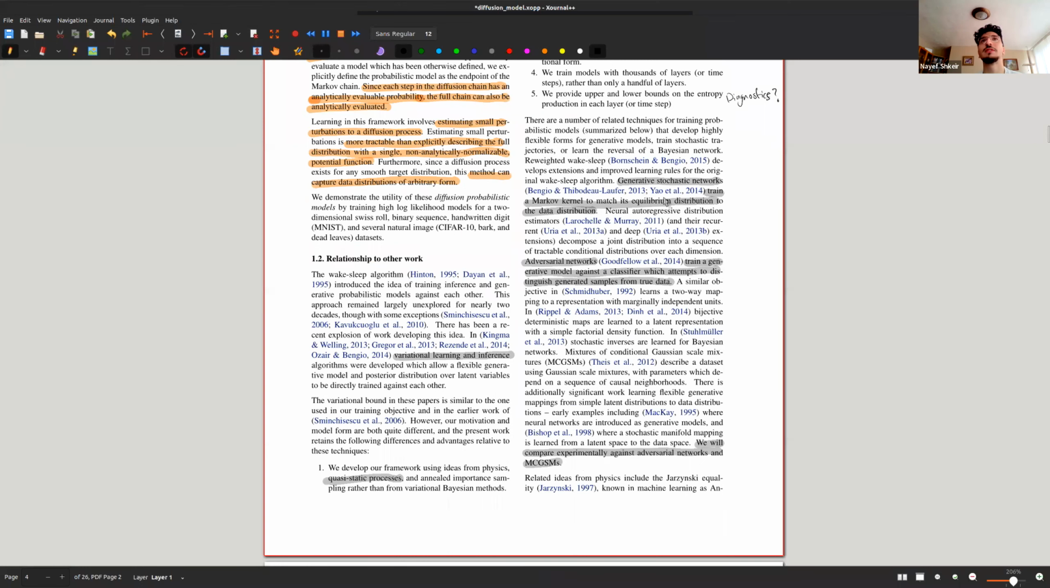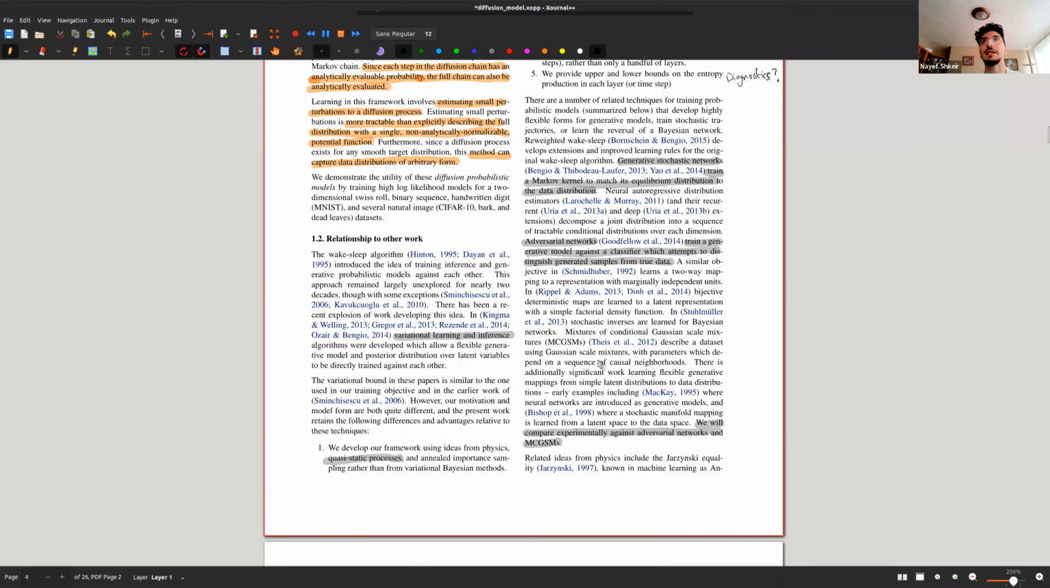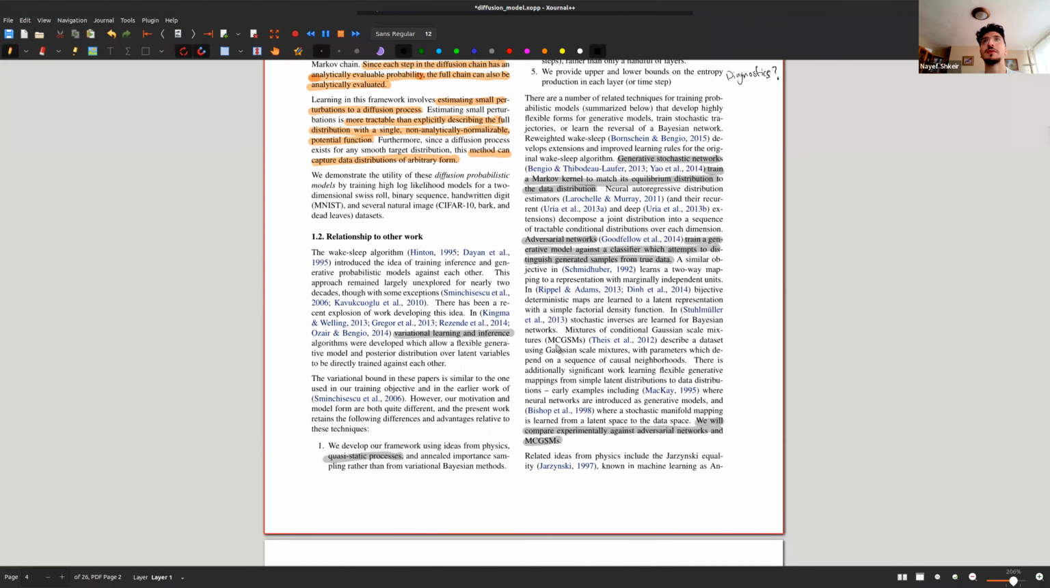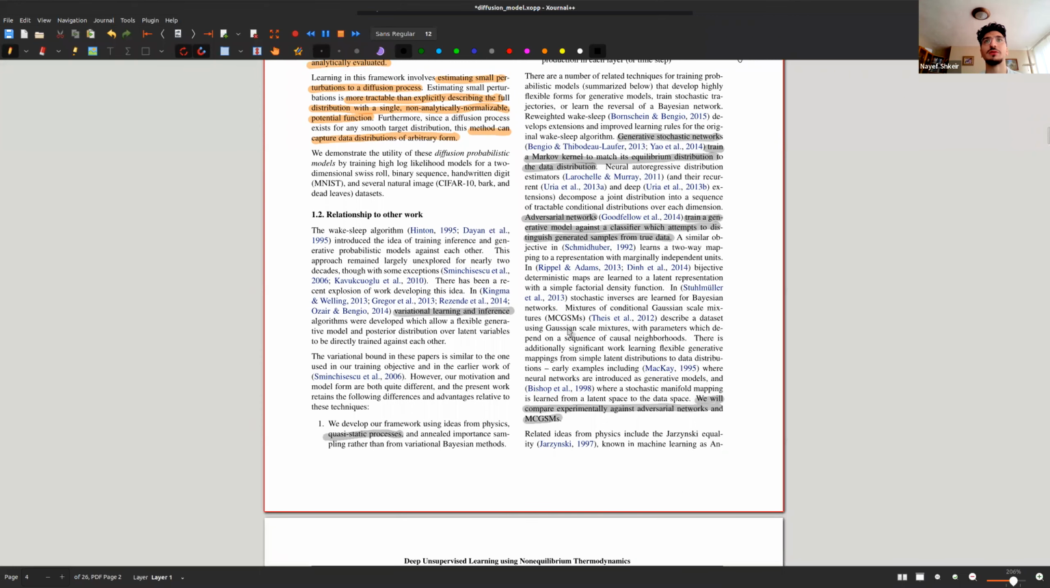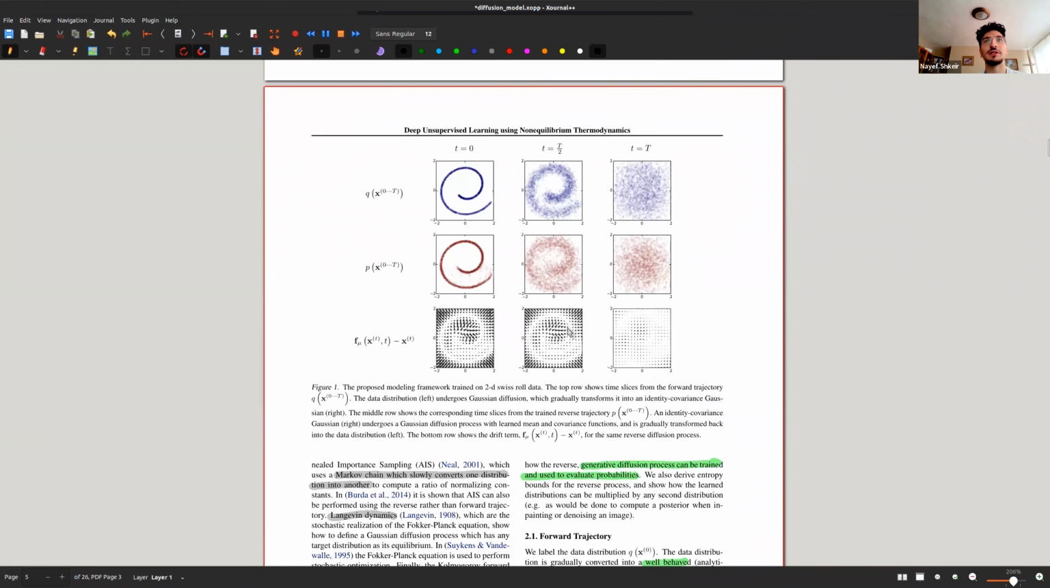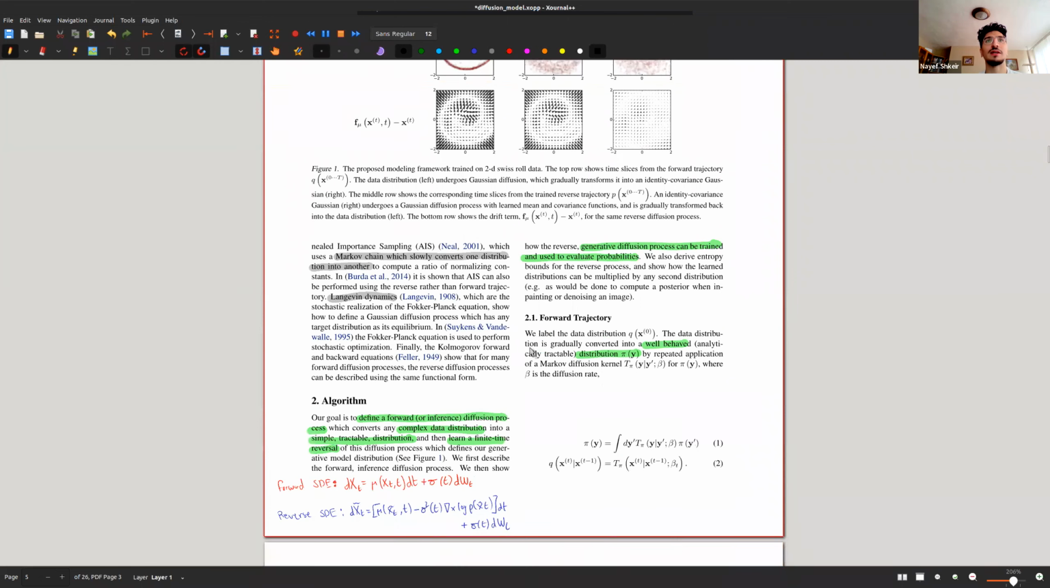But there is some work that was done before. I think the main competitor for these networks is GANs, generative adversarial networks, by Goodfellow, who I think also helped with this paper. There they train a generative model, and they compare a lot of the results here against generative adversarial networks and mixtures of conditional Gaussians as well, which are again good generative models. But anyway, let's get to the algorithm a little bit.